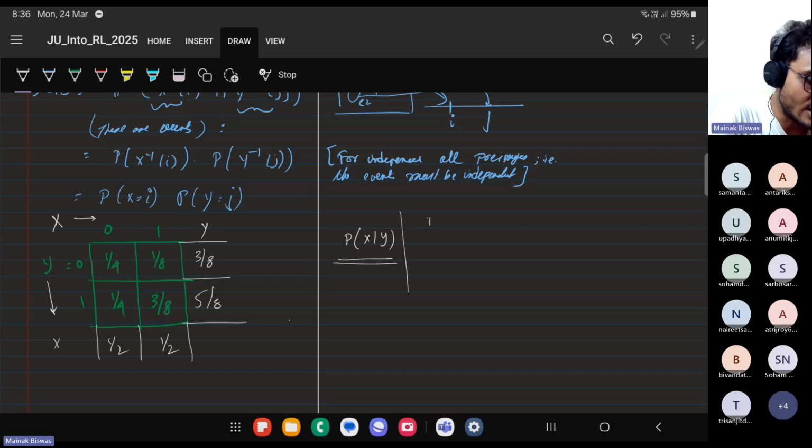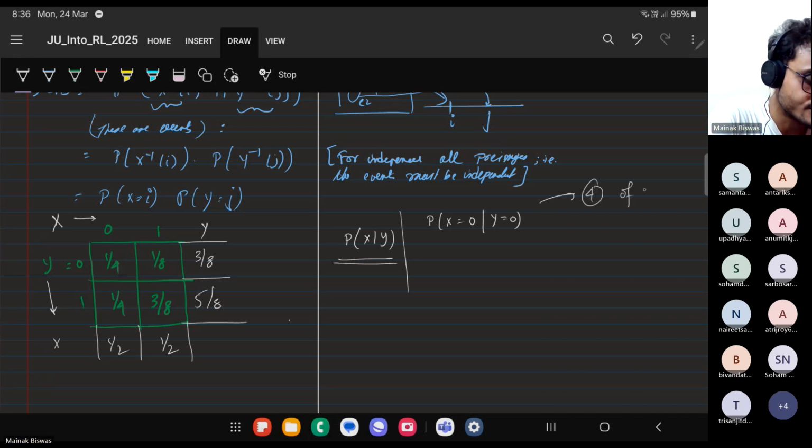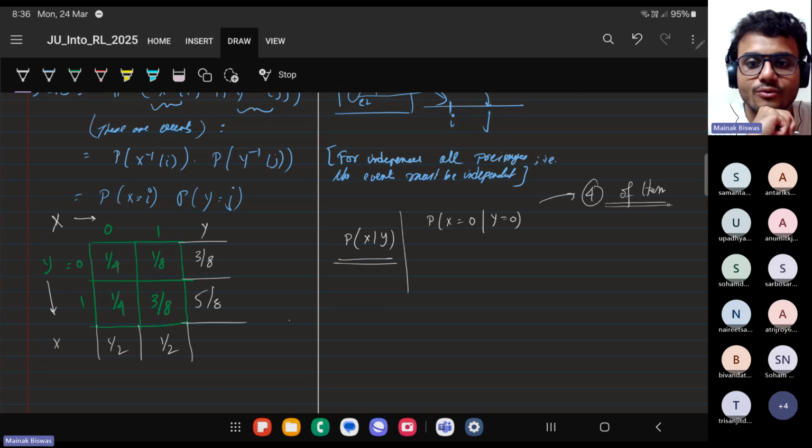So I just did it now. x is equal to 0 given, say, y equal to 0. Similarly, like this, there will be how many combinations? So 4 of them. Right. Now if I ask you for x equal to 0 given y equal to 0, what will it be?